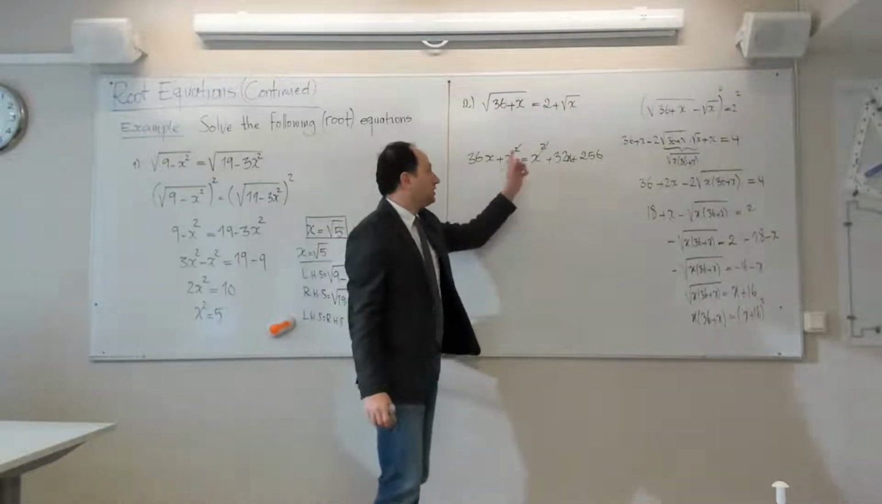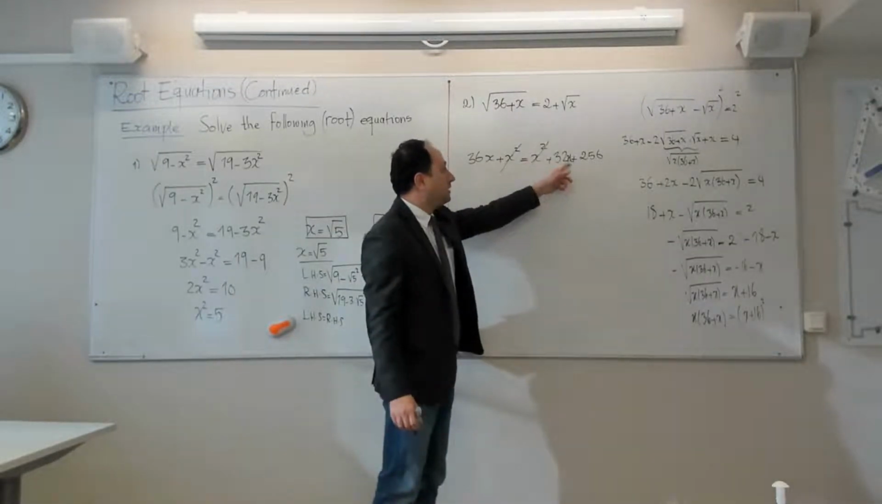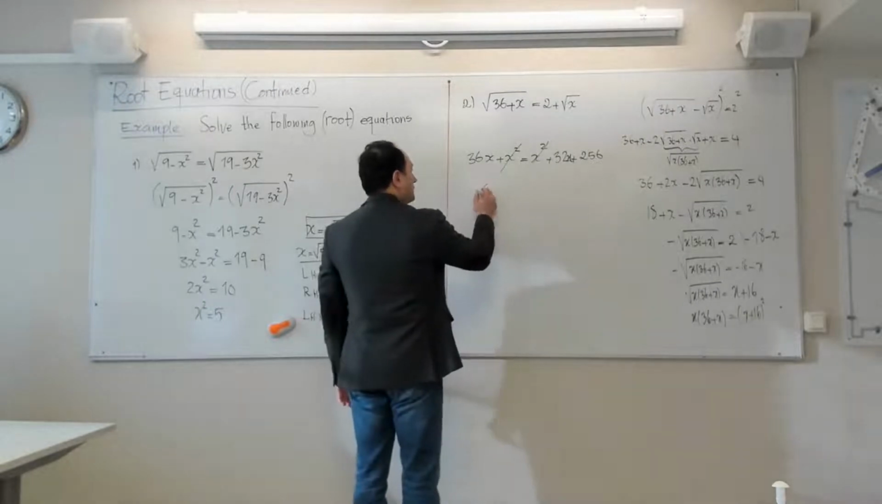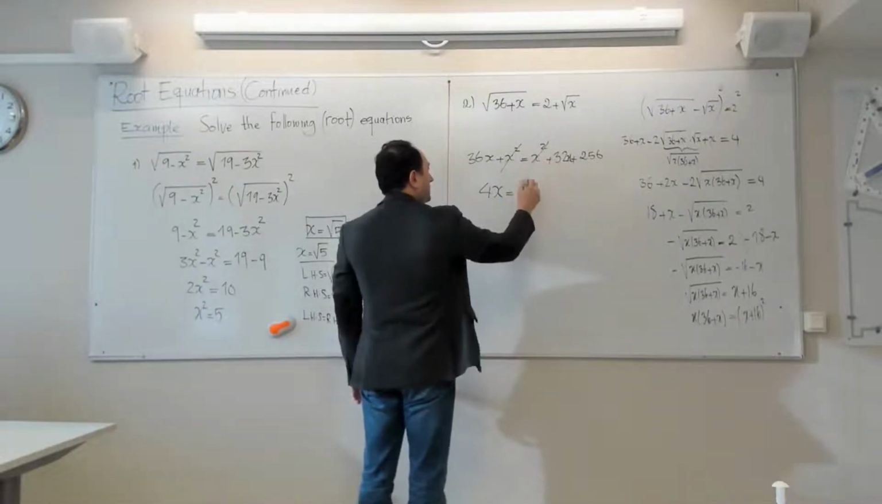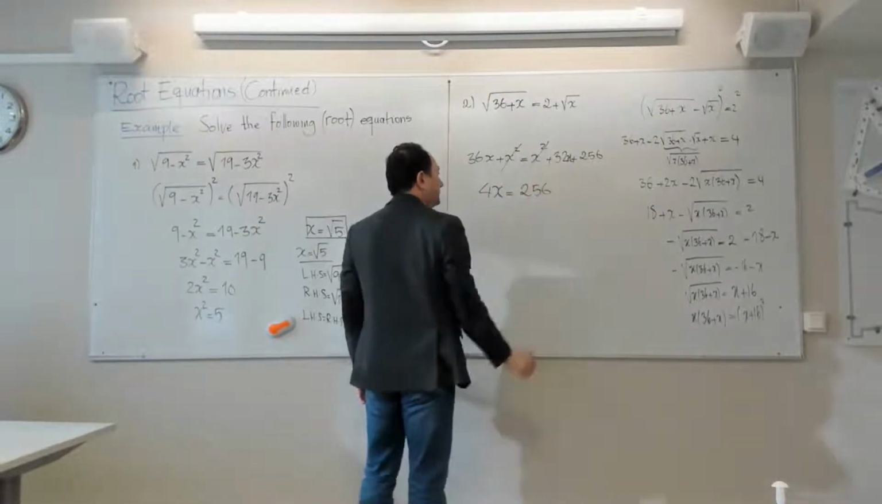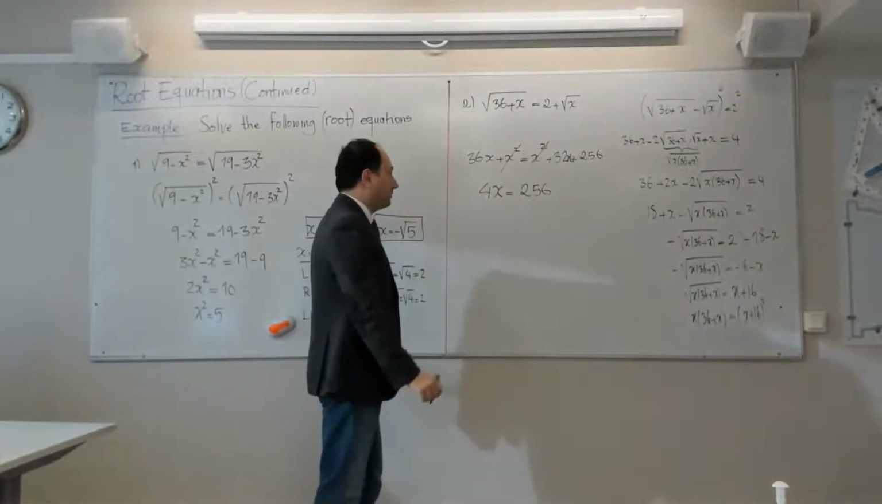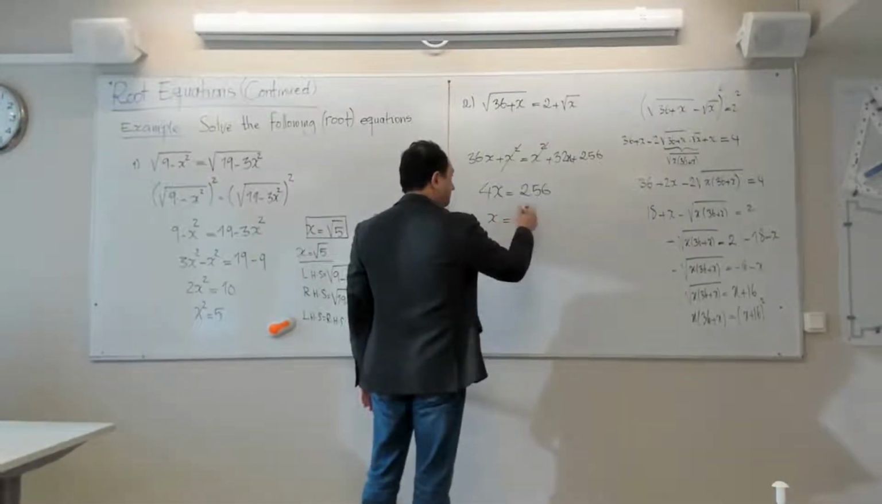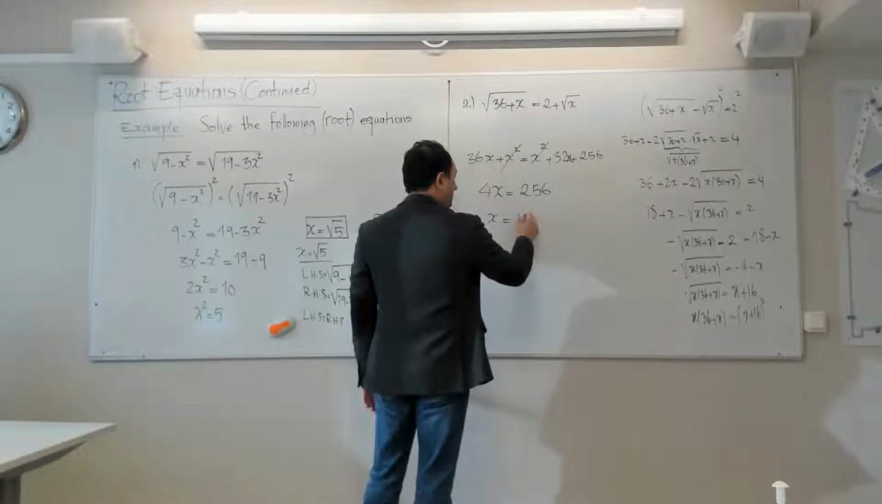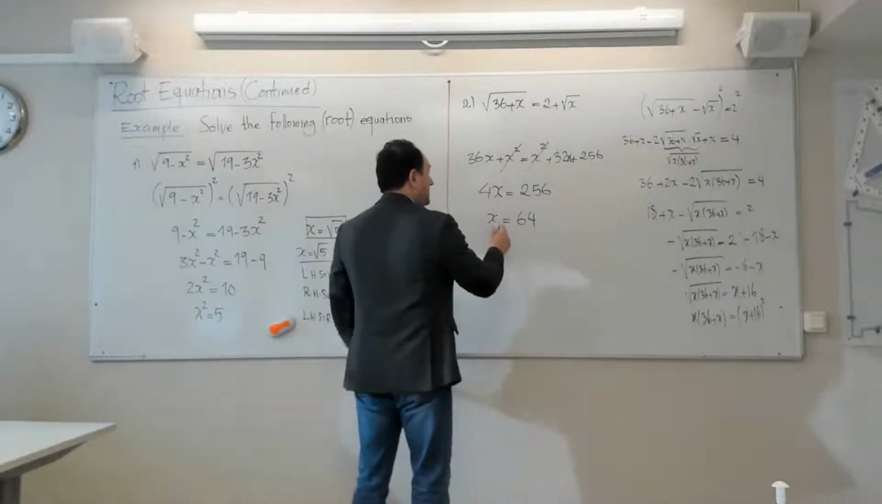So I move this to the left, 36x minus 32x, it becomes 4x. What is left on the right for me was 256. And then I divide by 4, it becomes 64. So this is the answer.